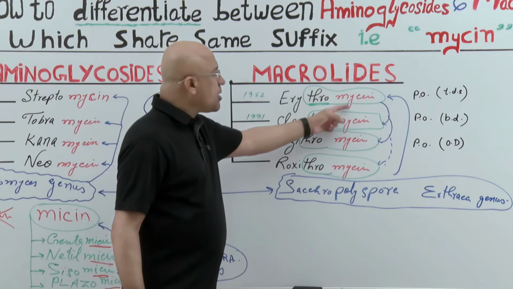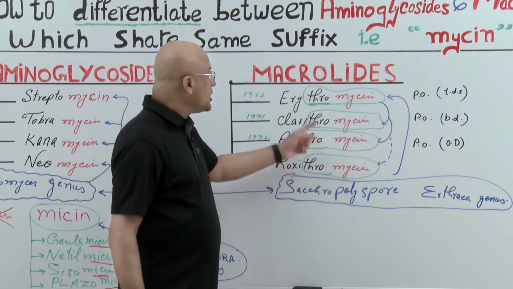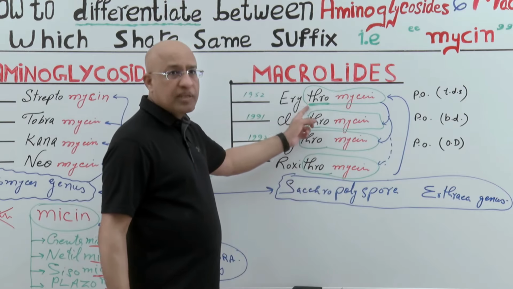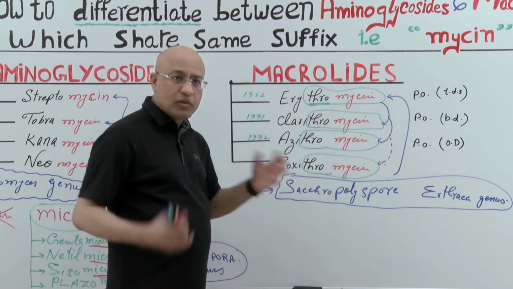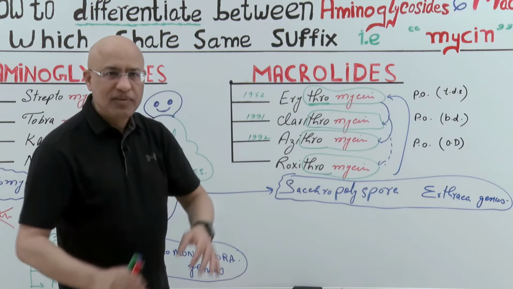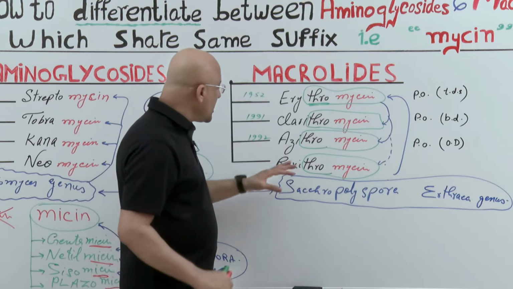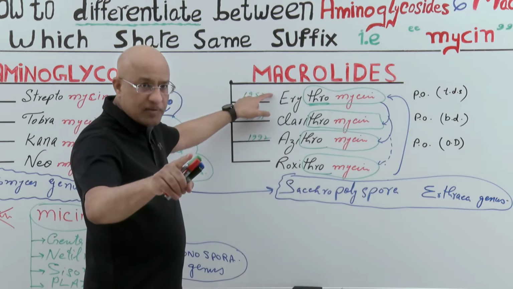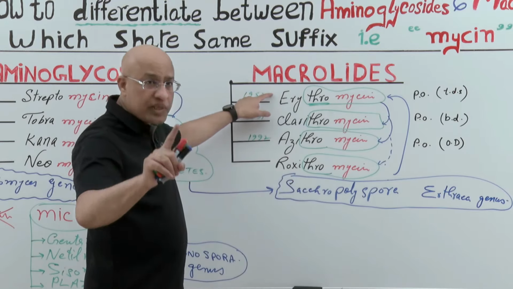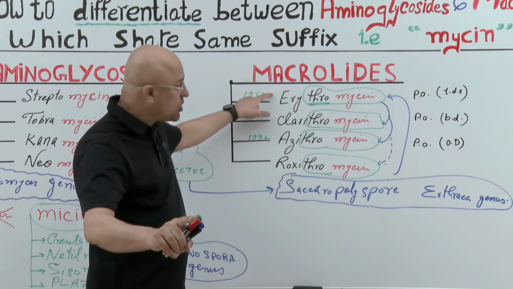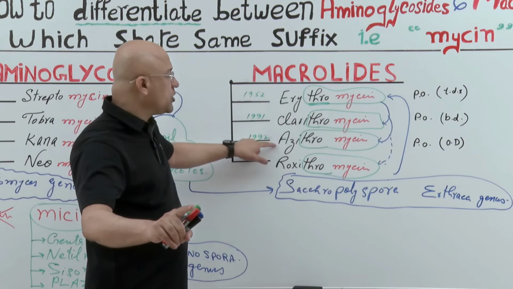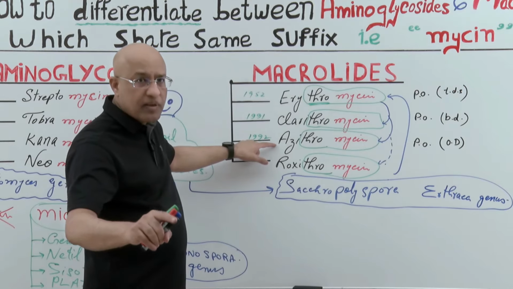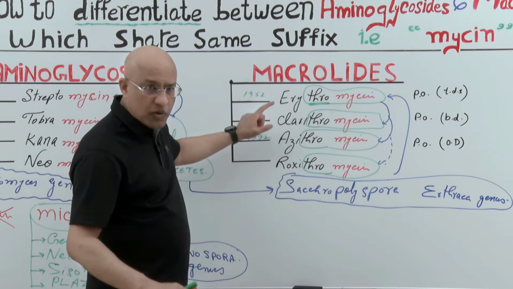actually don't remember that mycin is at the end, keep in mind thro also, so remember they are thromycins, mycins, right? So mycins gone. But the important thing you need to remember, the first drug was erythromycin, and now it is being less commonly used, and now the most commonly used drug is azithromycin, which is a derivative of erythromycin.